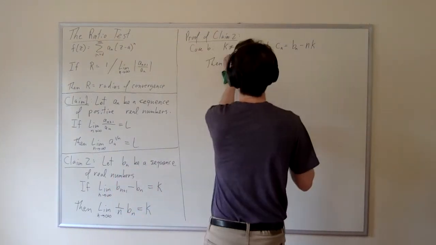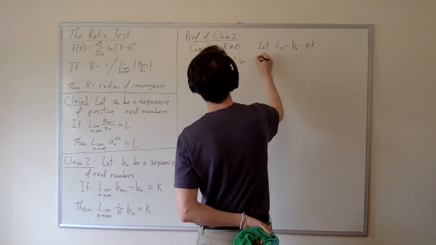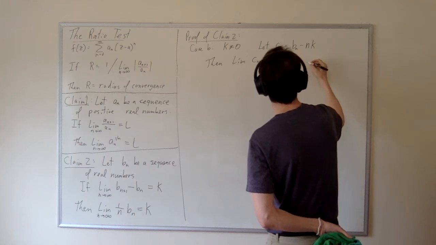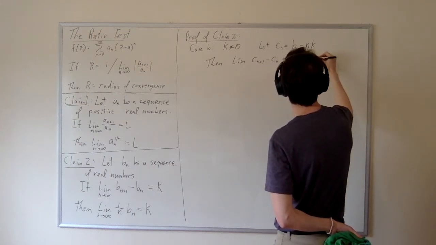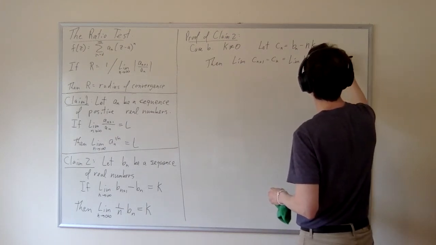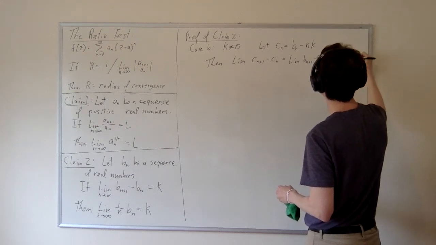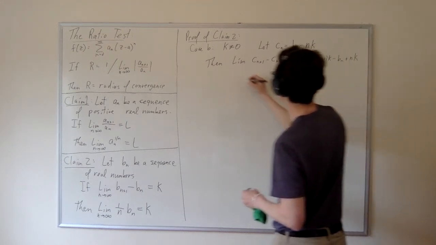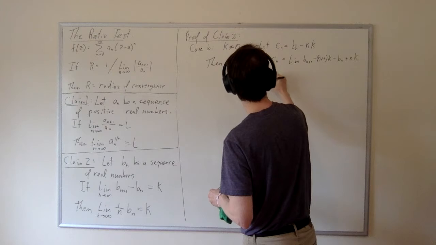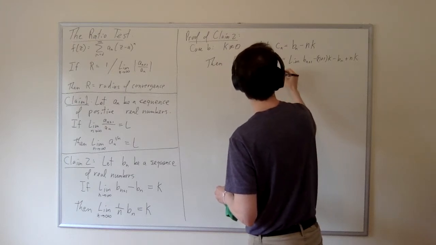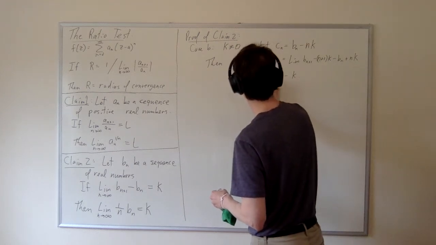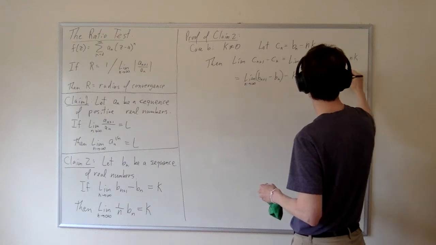So let's do the limit of the c sub n's. The limit of c sub n plus 1 minus c sub n is equal to, by definition, the limit of b sub n plus 1 minus n plus 1 k minus b sub n plus nk, which is equal to the limit of b sub n plus 1 minus b sub n minus k. That's as n goes to infinity, which is k minus k, which is 0.